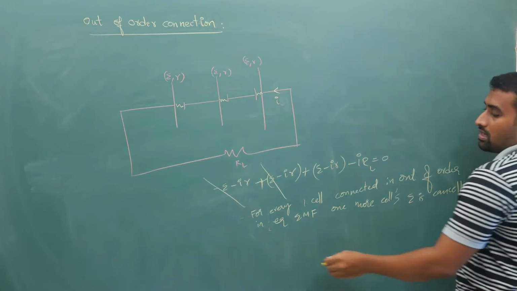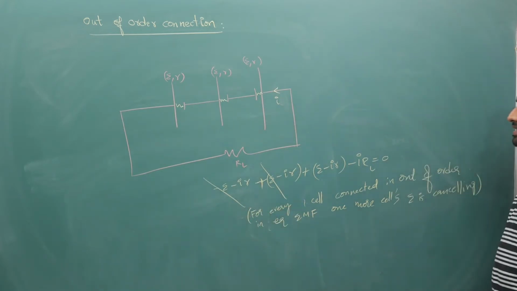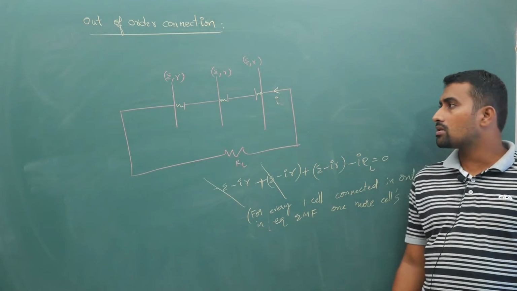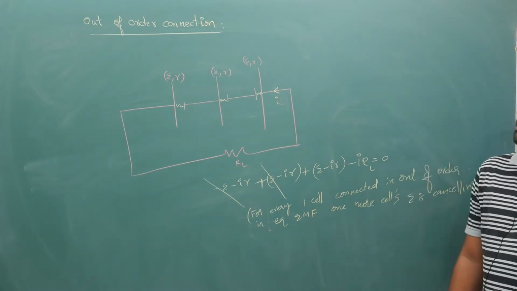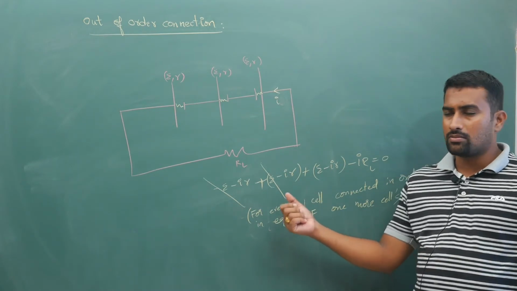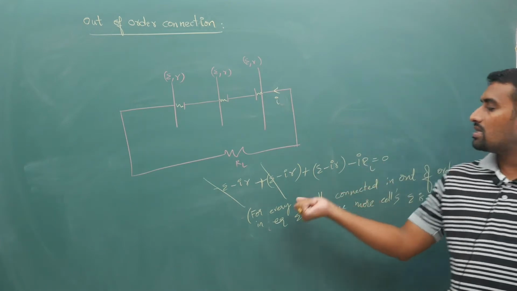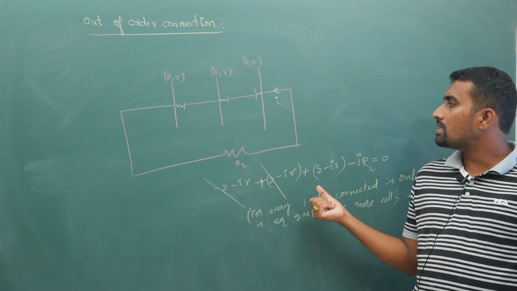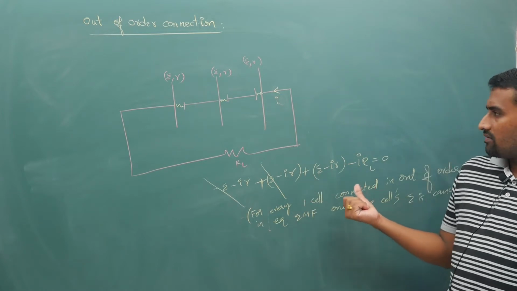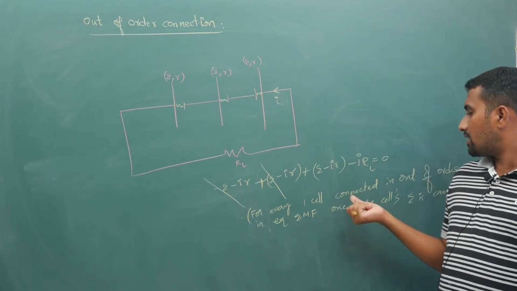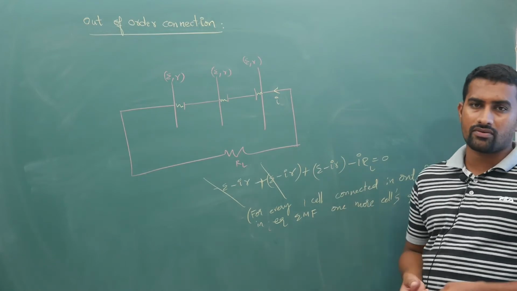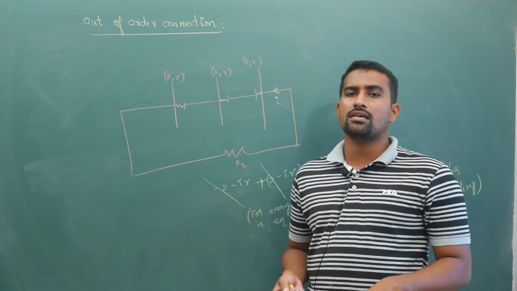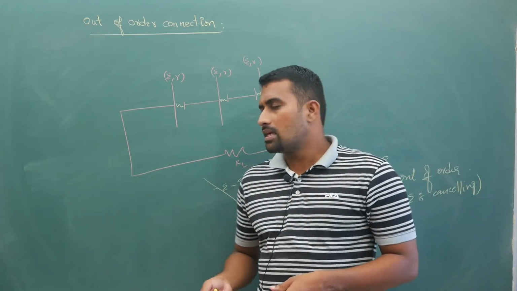Okay, so here you have two cells. Instead of plus E, one is cancelling off, and minus E is also cancelling off. So instead of one E, one more E is cancelling off. If E's are cancelling off, then for every one cell, one E is cancelling off, and if there is one more, one more E also gets cancelled off. Like this, if there are P cells connected out of order, 2P will be cancelling off.